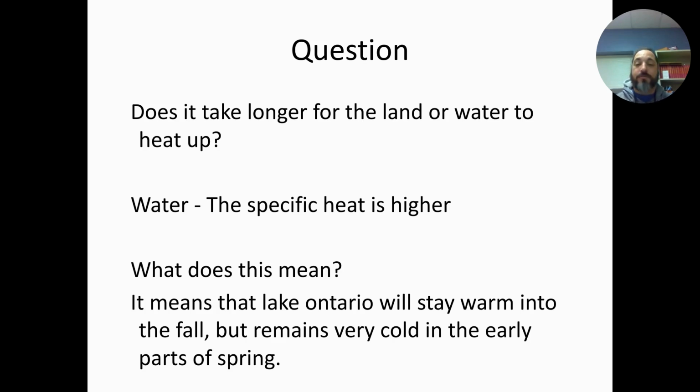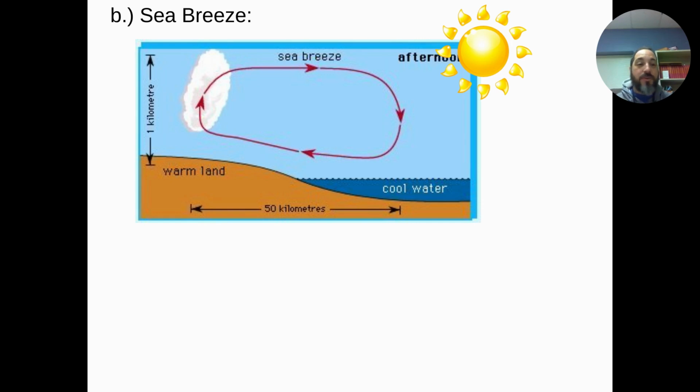So this imbalance on a daily basis causes these two phenomena called land breeze and sea breeze. So this is the example of a sea breeze, right? We have cool water where we're going to form high pressure, which is going to cause the air to sink. Over the land, which is going to heat up faster, you're going to have warm land, which is going to heat up the air above it and cause the air to rise. You're going to have low pressure.